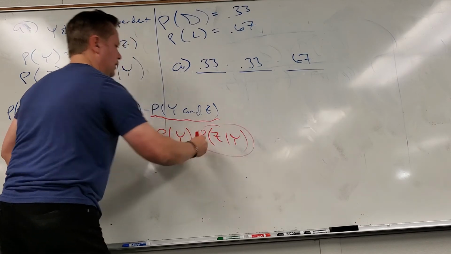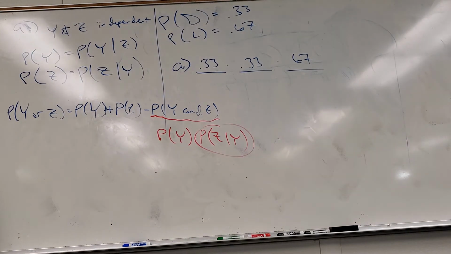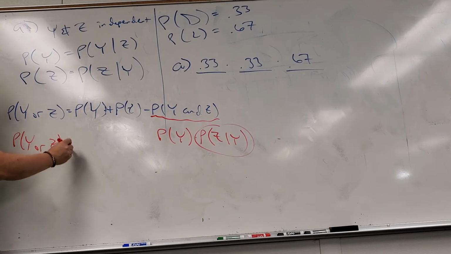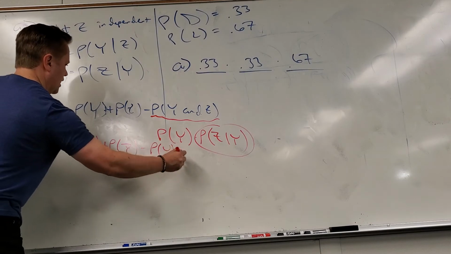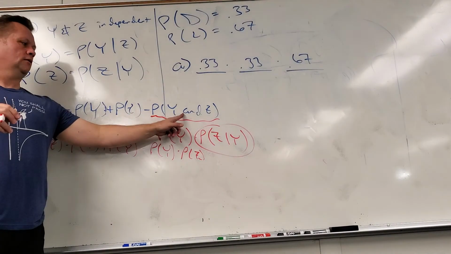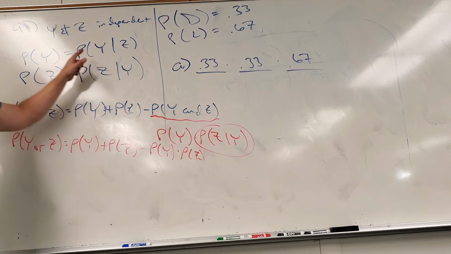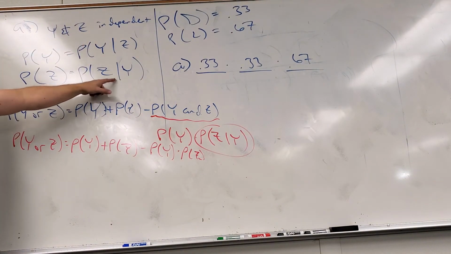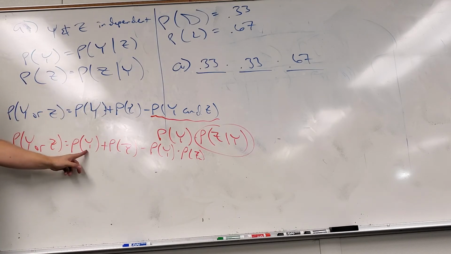And what's the probability of z given y? There you go. So the probability of y or z, I could rewrite this as the probability of y plus the probability of z minus the probability of y and z. The probability of y and z is the probability of y times the probability of z given y. That's a formula we know. But from the problem, I know that the probability of z given y is the same thing as the probability of z.